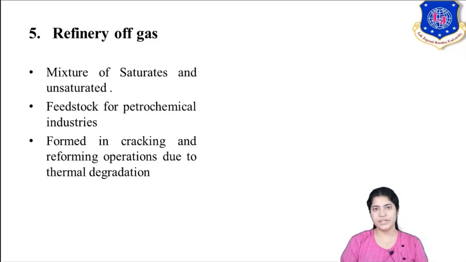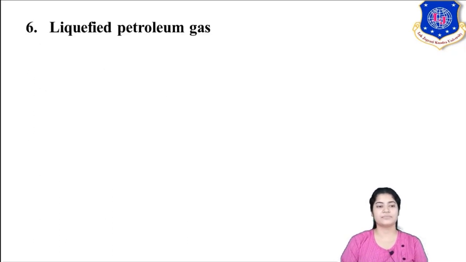It may be saturated or unsaturated. For example, ethene is a form of unsaturate. Ethene is used to make polythene, so that is the petrochemical industry.